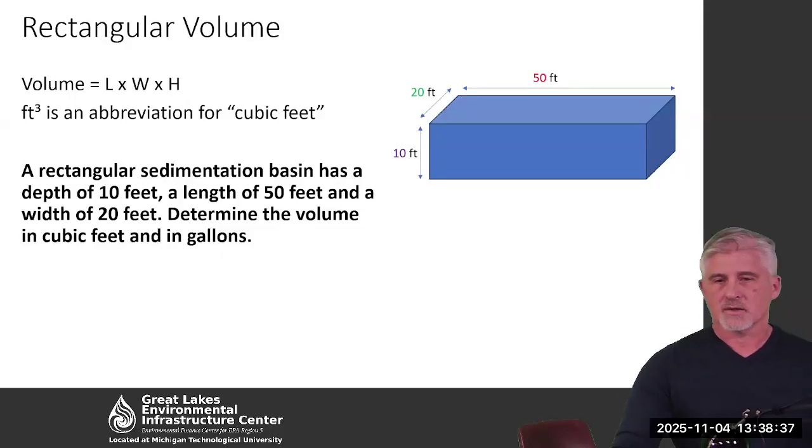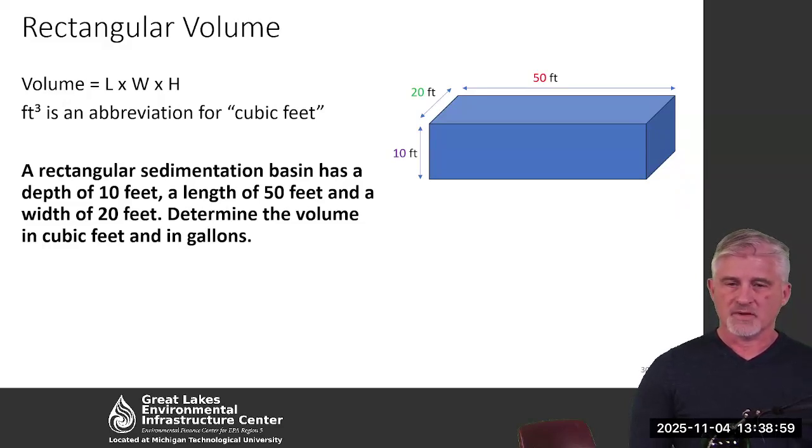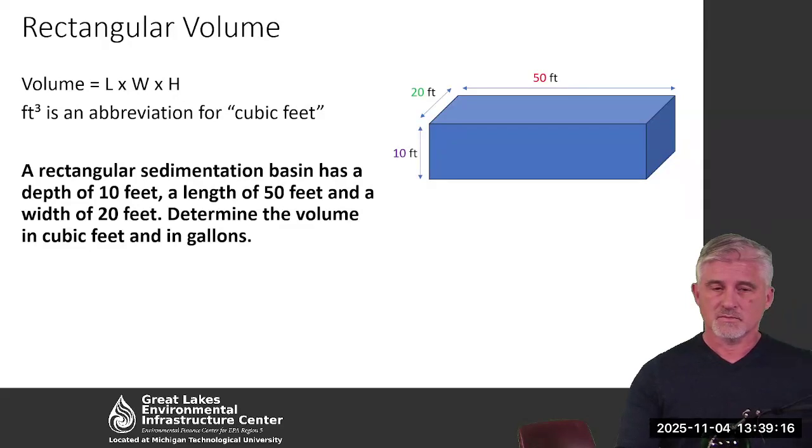So let's look at volume of a rectangle. These basins have a depth to them as well. We can figure out the surface area, but we also need to know depth in order to get the volume. The formula for volume of a rectangle is length times width times height, and we're talking about cubic feet in that instance. So if we have a rectangular sedimentation basin with a depth of 10 feet, a length of 50 feet, and a width of 20 feet, what's the volume? And we want that answer in both cubic feet and in gallons.